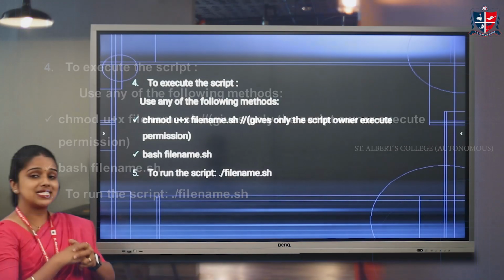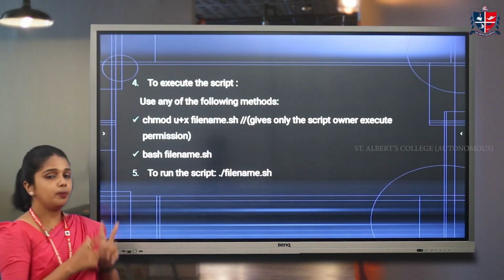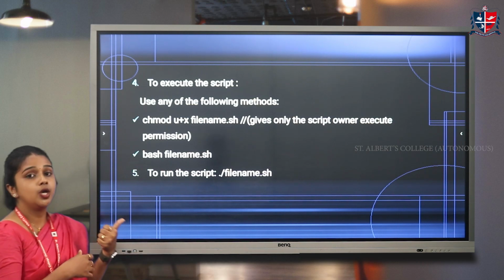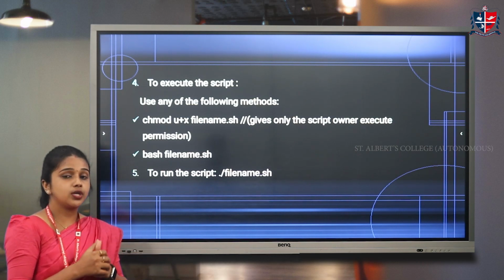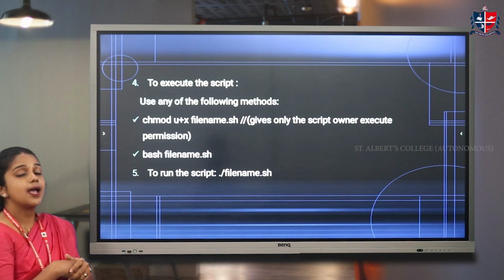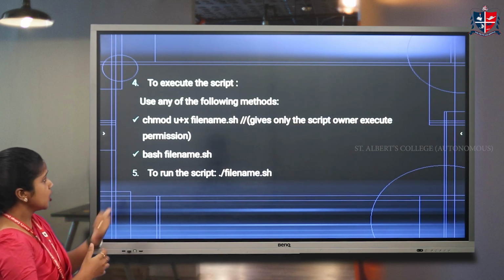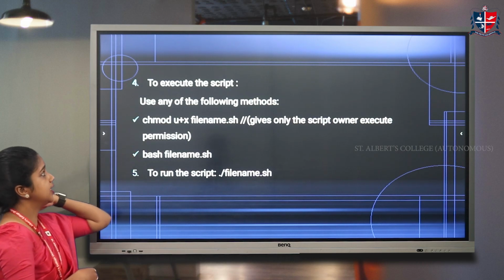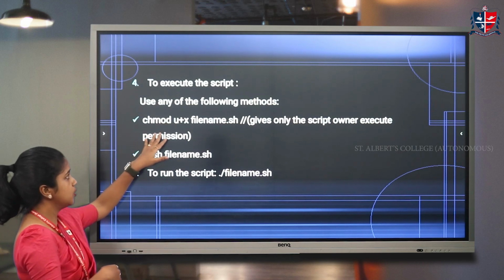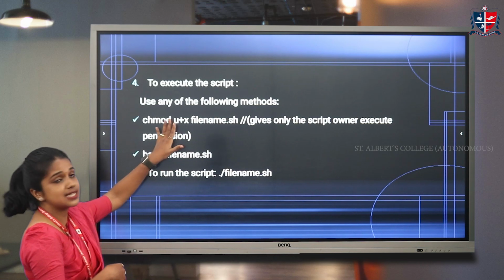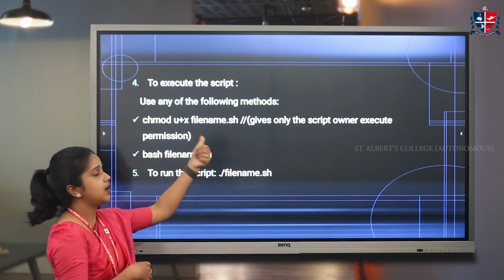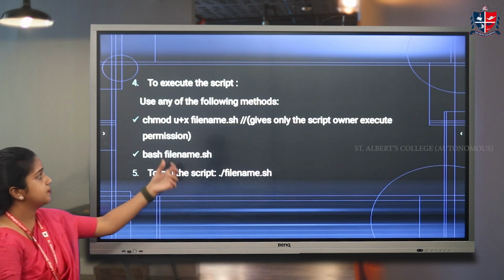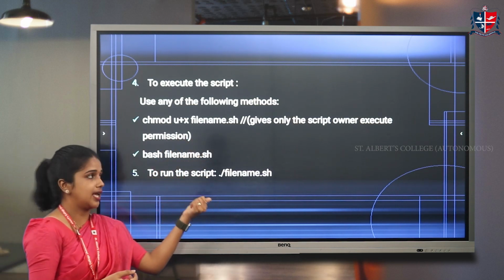In order to execute the script, we have two methods. We can make use of any of these two methods. The first one is to make use of the chmod command and the second one is using the bash command. Using the chmod command, we mention chmod u plus x, which is fixed. Next, we give our file name, whatever program we want to execute, with the .sh extension.